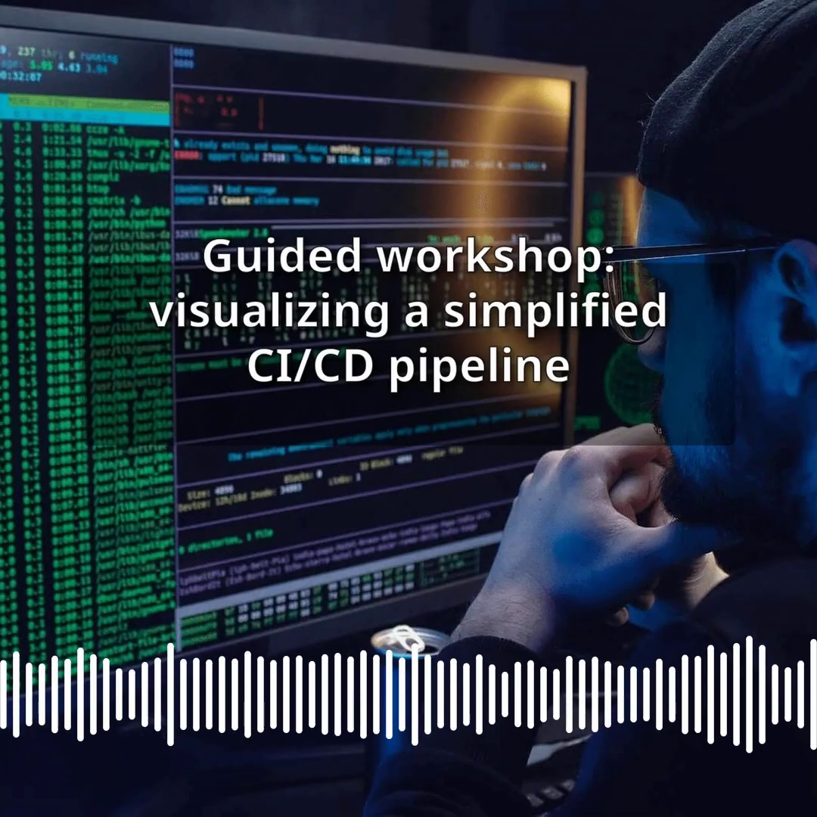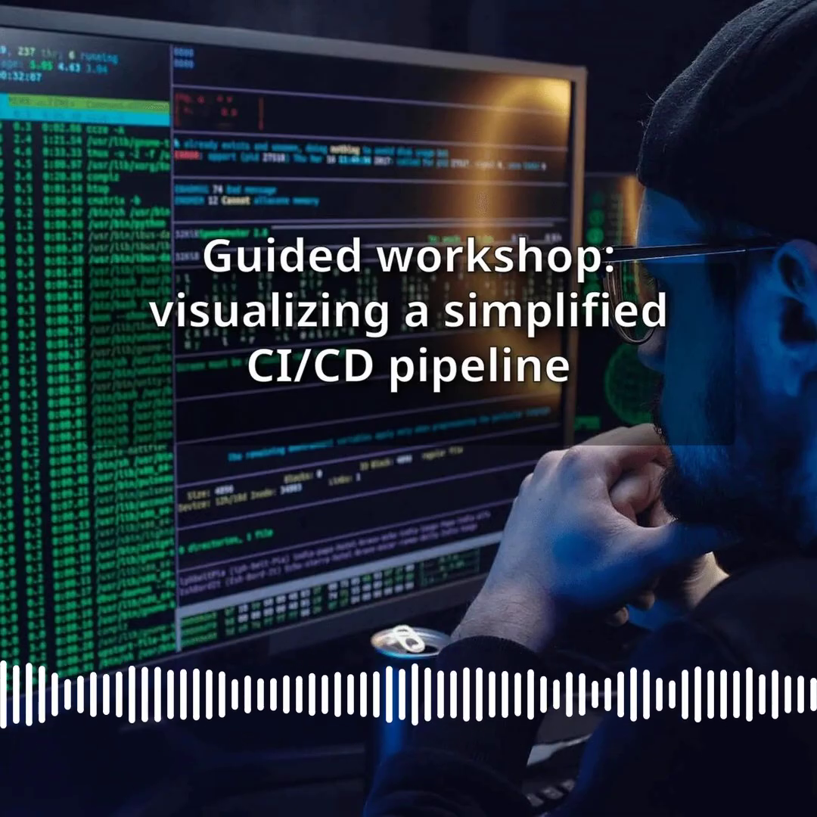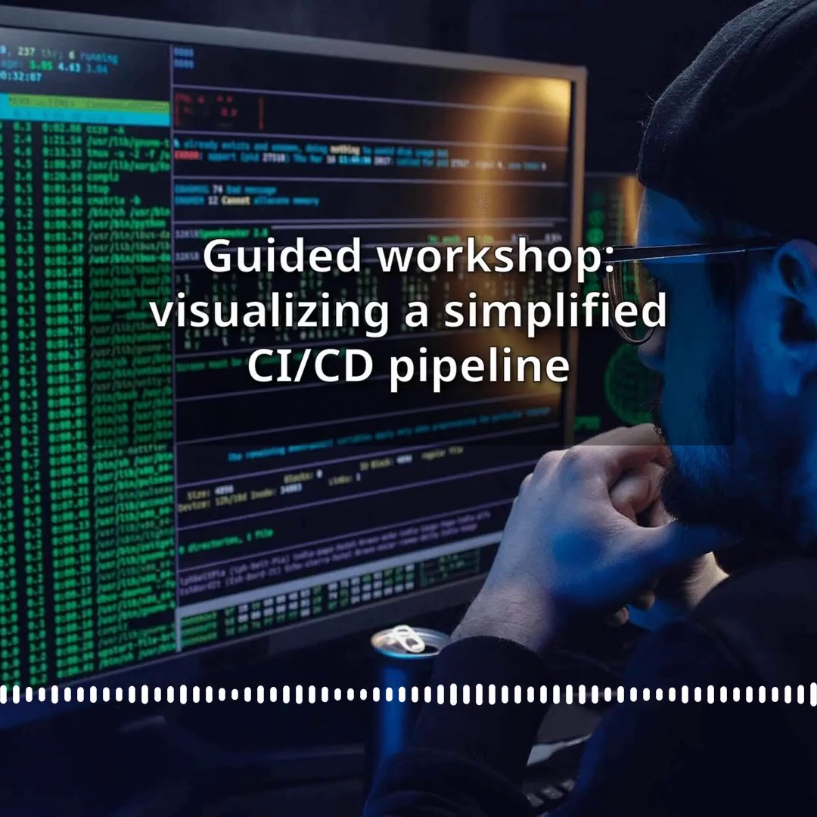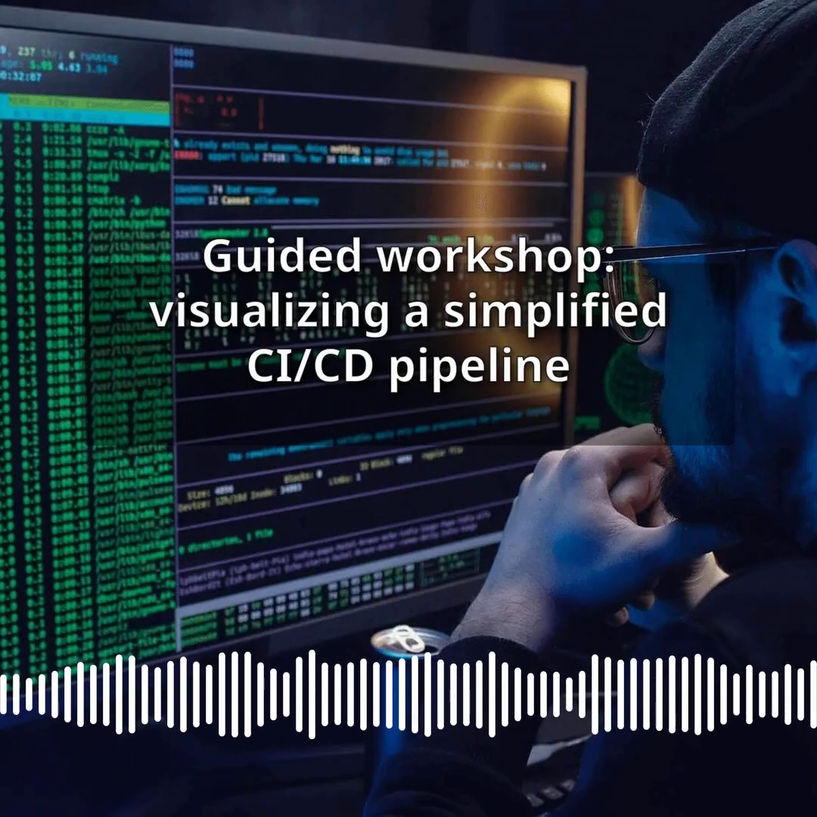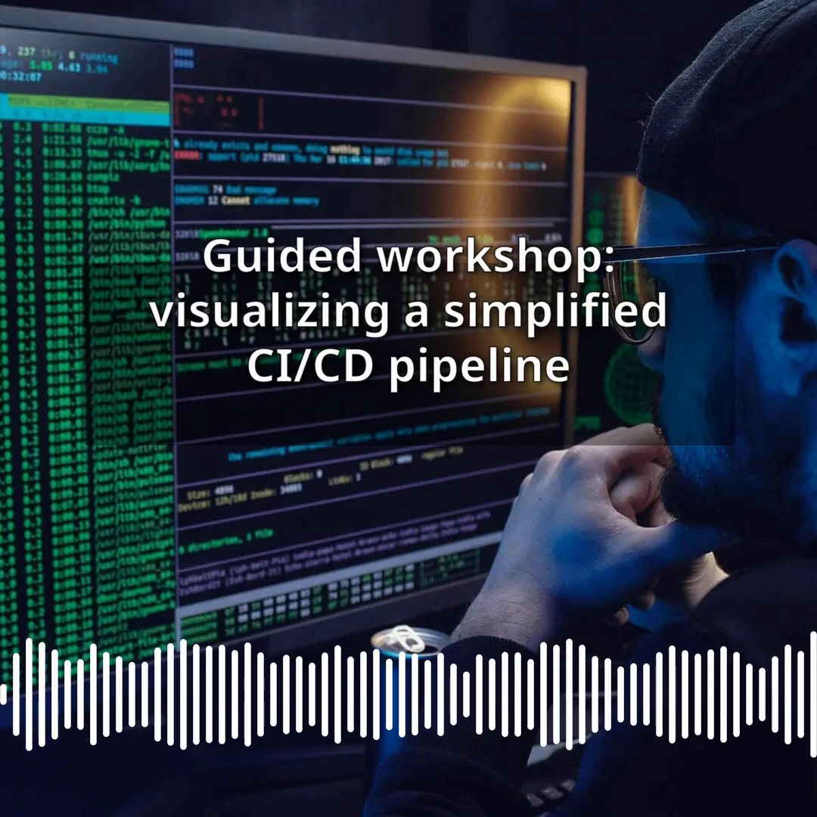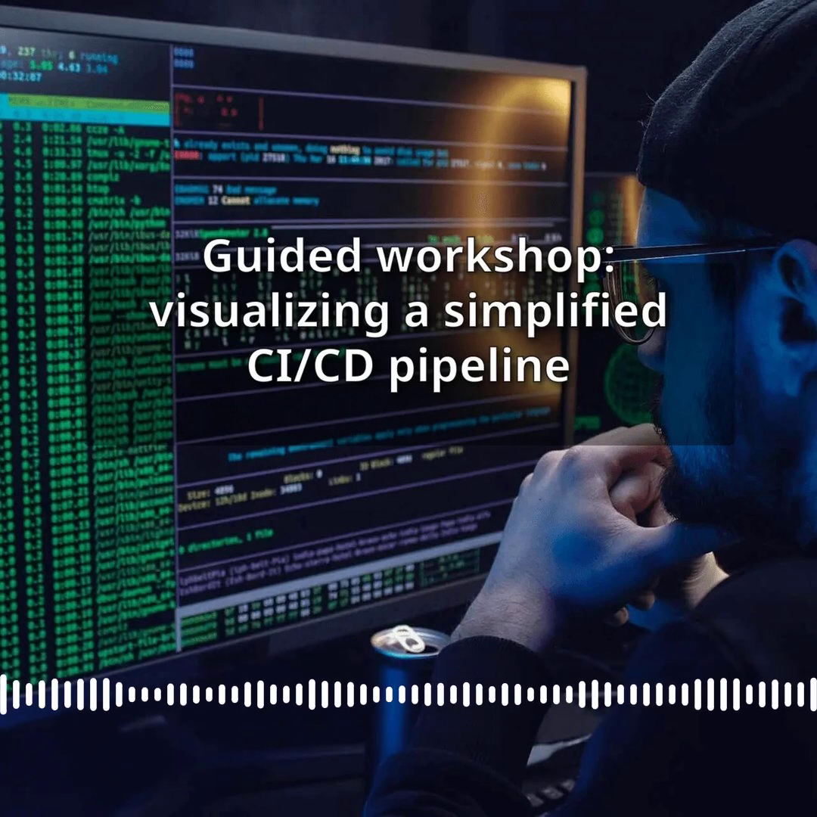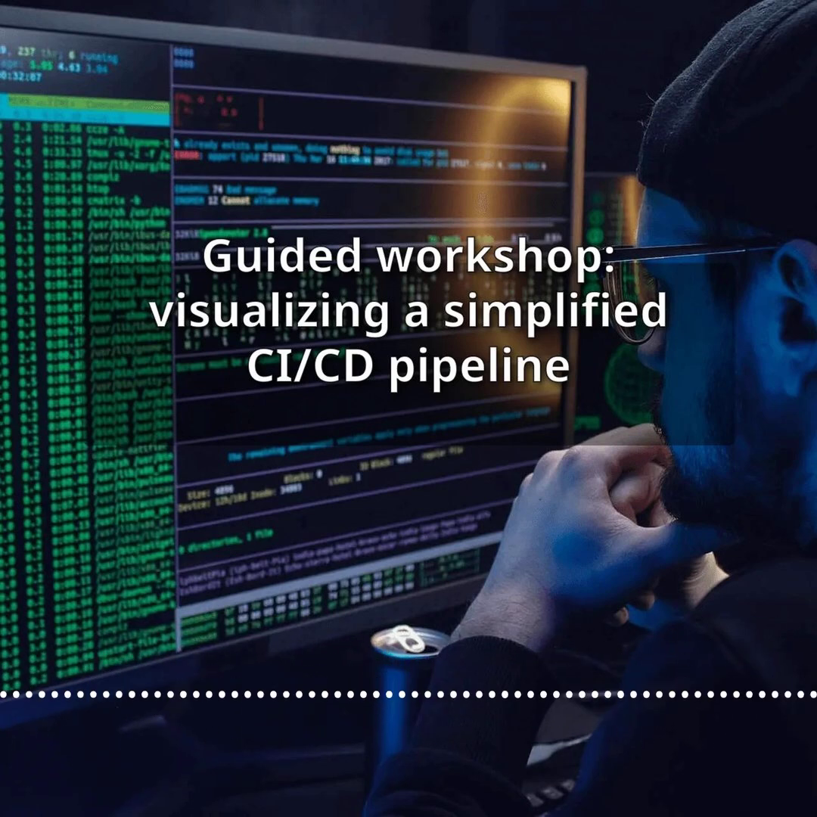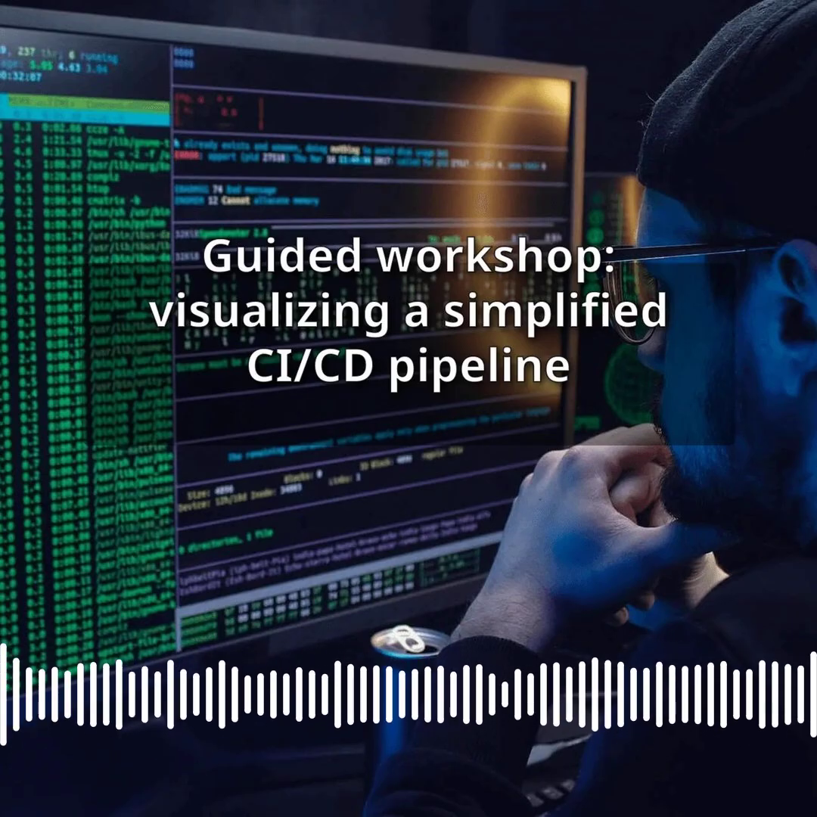Step 1. Define your pipeline stages. Start by listing, in order, the stages your simplified pipeline will include. You must include at least 6 distinct stages. For each stage, write 2 to 3 sentences explaining what happens technically during that stage, who or what triggers it, and what the expected output is.